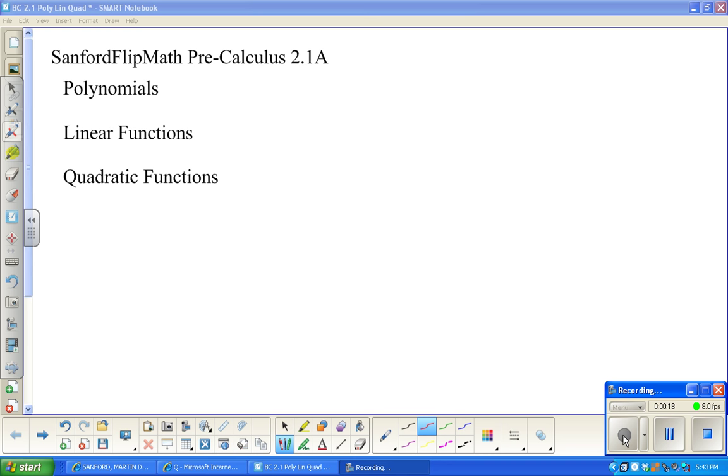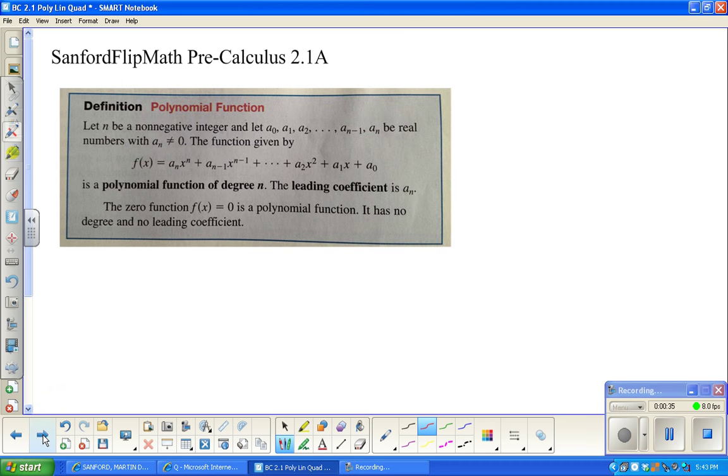We are going to Section 2.1, which starts initially with a little overview or review of polynomials, what polynomials are, and then talk specifically about linear functions and then quadratic functions. So just a quick reminder of what polynomial functions are.